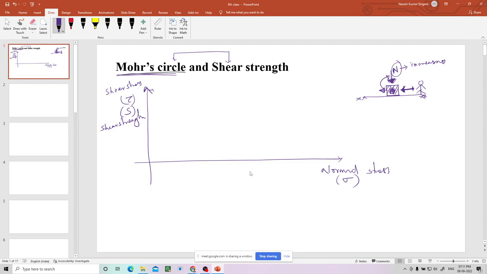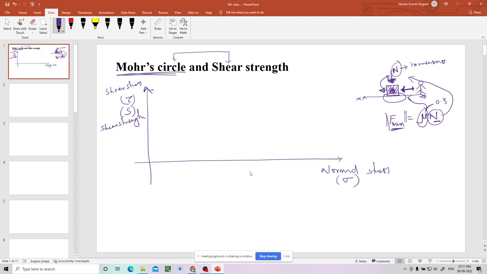In the same way, where is the shear happening? In between the block and surface. In our school life we have already studied that the minimum force required to move this block is mu into N. What is mu? It is the frictional coefficient between the block and surface. If you know the coefficient, maybe 0.3 like that, and the normal load applied, you can find out how much force is required, minimum. If N is increasing, F will also increase.